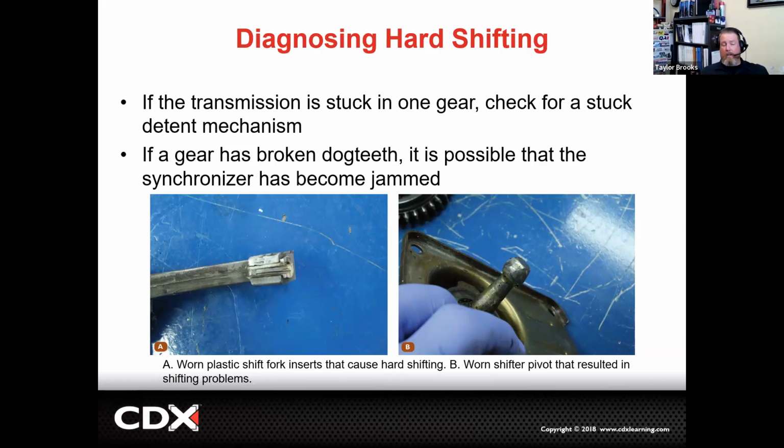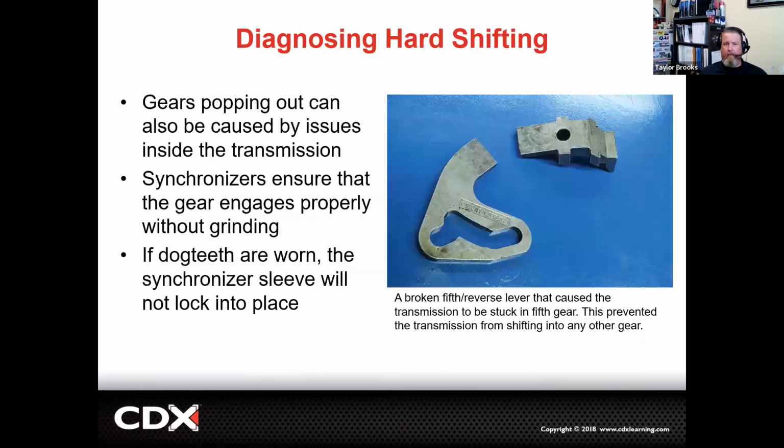Usually the telltale sign that you have a detent that's worn out is if it's popping out of gear. If you keep your hand on the shifter so that it's staying in gear, you'll feel the shifter trying to push against your hand, and that's going to be something that does need to be checked again with an overhaul.